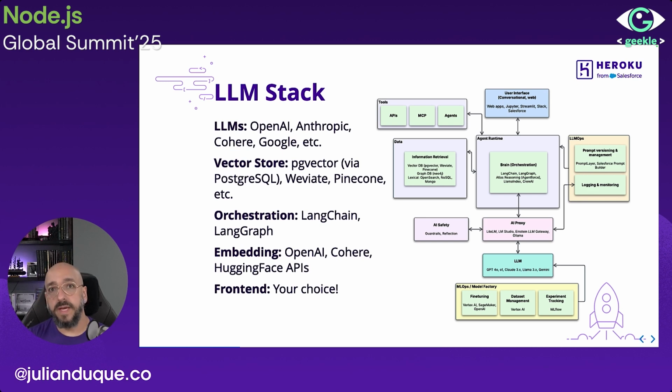Also, for certain applications, specifically for retrieval augmented generation, you might need a vector store or a vector database. And you can use pgvector, which is an extension of PostgreSQL, or you can use products like Weaviate, Pinecone, etc.